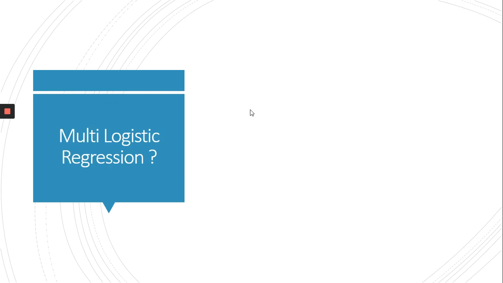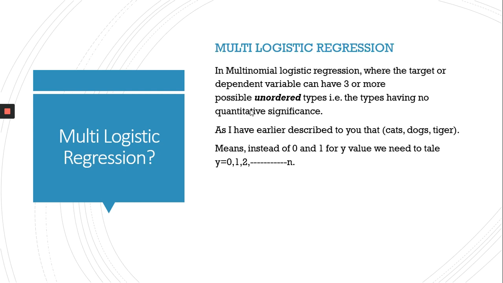Now we come to multinomial logistic regression. So what is multinomial logistic regression? It is where the target or dependent variable can have three or more possible unordered types. Unordered means like cat, tiger, dogs, which are unordered types, and these types have no quantitative significance. I described earlier that cat, dog, tiger mean y. Earlier it was 0 and 1 for the y value, but here y is equal to 0, 1, 2 up to n.